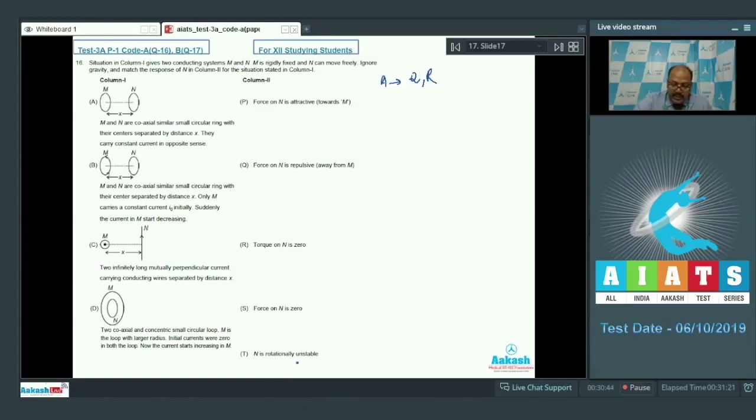T says N is rotationally unstable. Now if the currents are in opposite direction, that means if the magnetic moment due to M is in this direction, right? That means the field due to M also is in this direction, and the magnetic moment of N is in the opposite direction, which means it will be in unstable equilibrium. N is rotationally unstable will be correct.